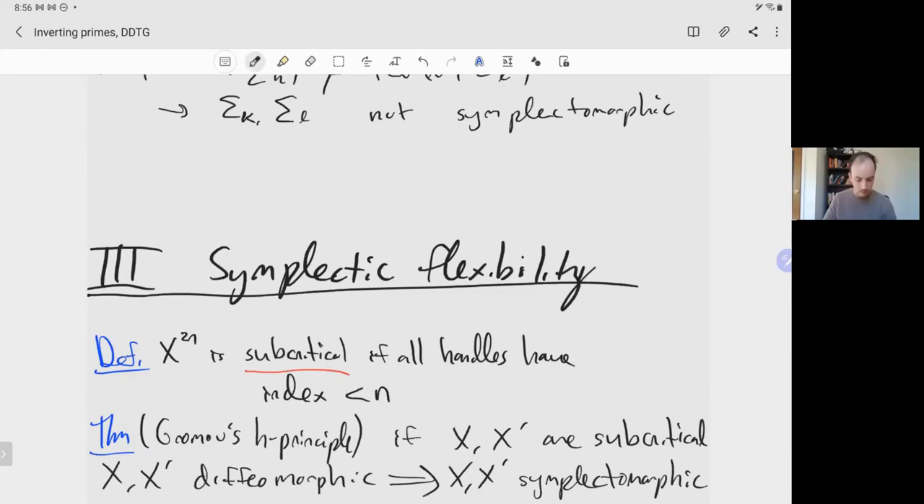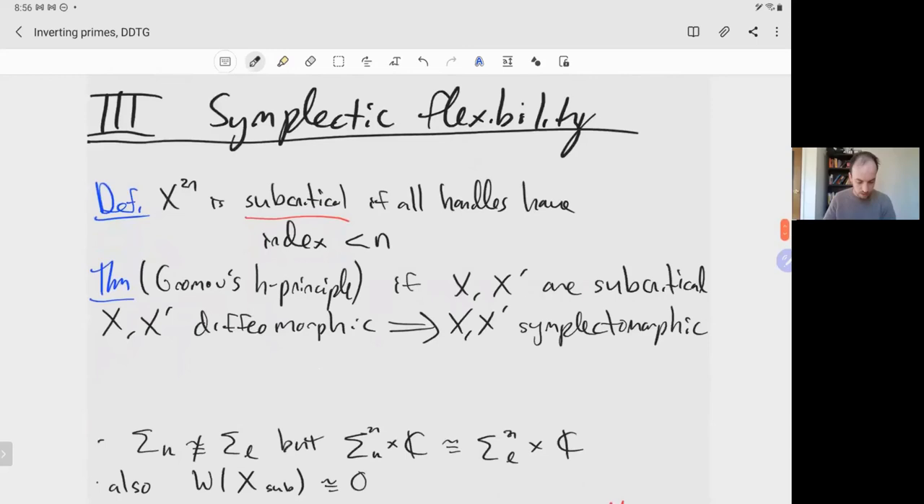So what does this mean in our setting? Let's go back to these exotic Weinstein balls, sigma K and sigma L, which are not symplectomorphic. However, if you cross them with C, then they actually do become symplectomorphic, because when you cross the manifold with C, its dimension goes up, but the index of the critical points does not change. So compared to the dimension, the index of the critical points is now strictly less than half the dimension after crossing with C. So sigma cross C will be subcritical, and they're still diffeomorphic. So by Gromov's h-principle, they actually are symplectomorphic.